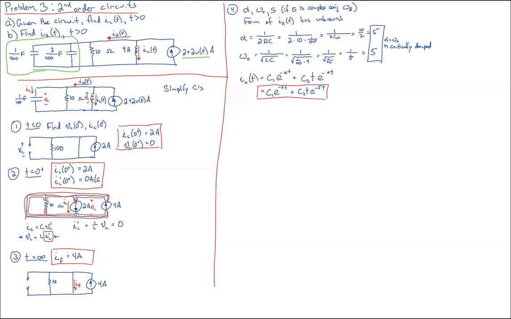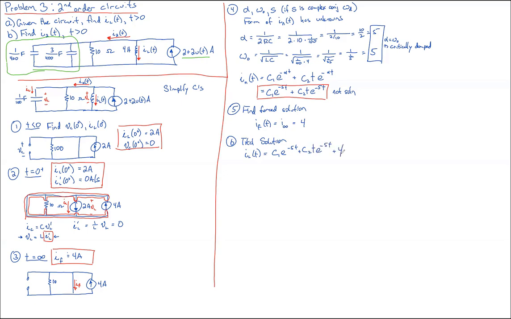Complete with our unknowns. So this is the natural solution. Now we'll find the forced solution. It's always going to be equal to the current that we're interested in at infinity, which we already figured out is equal to 4. So now we can find the total solution, which is equal to, this is our I sub L, our total solution, which is equal to our forced plus our natural.